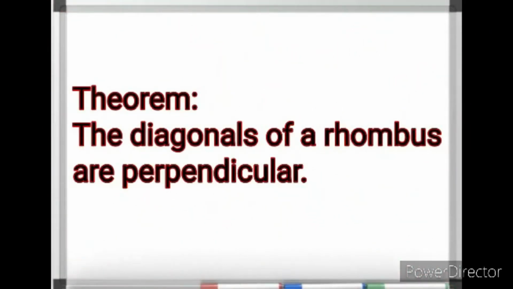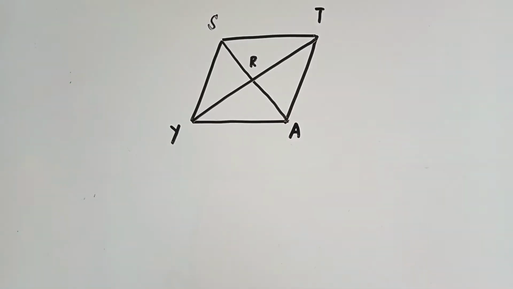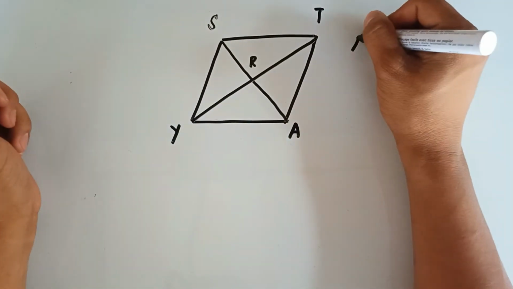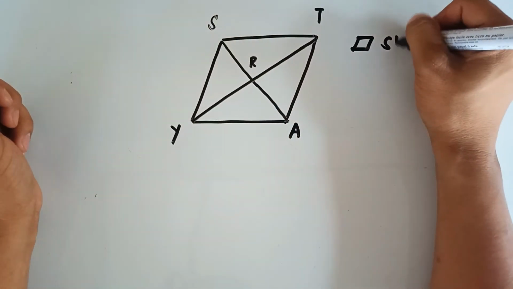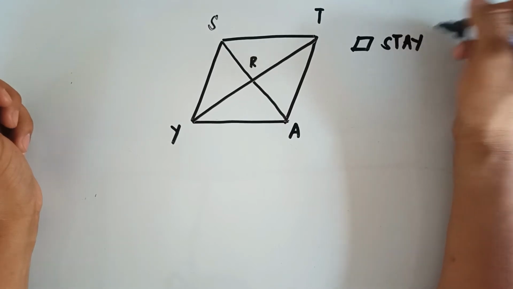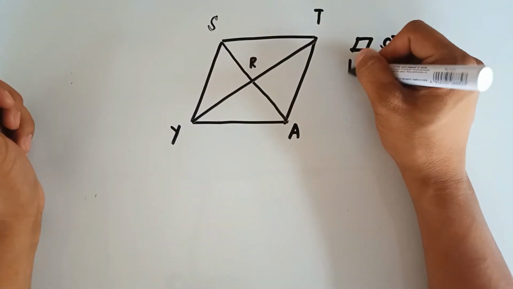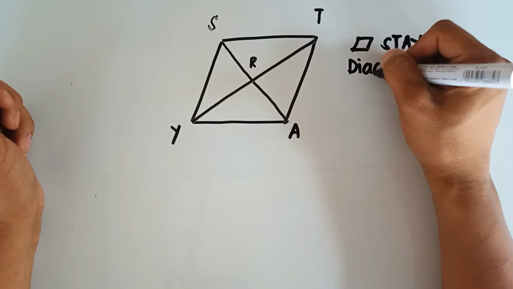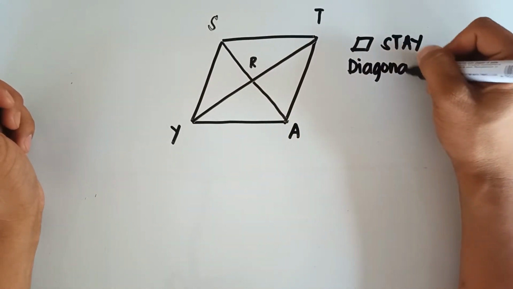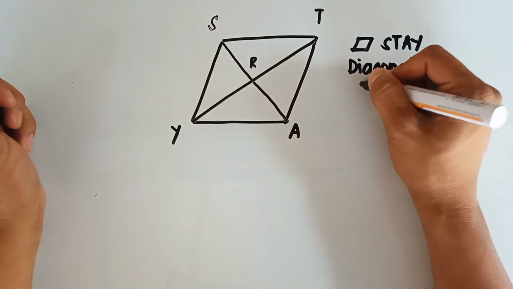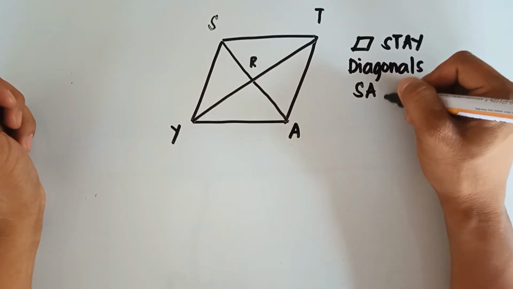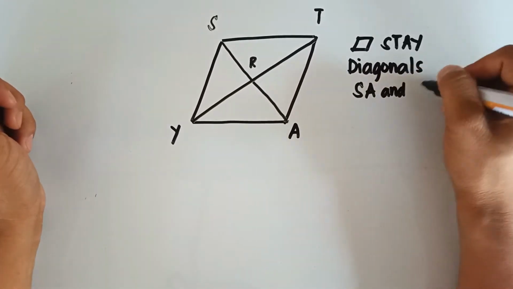Theorem: the diagonals of a rhombus are perpendicular. So, given the rhombus STAY with the diagonal, so we have our rhombus STAY and our diagonals SA and TY.